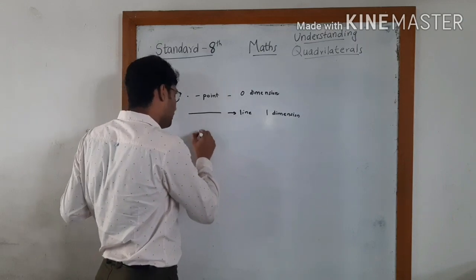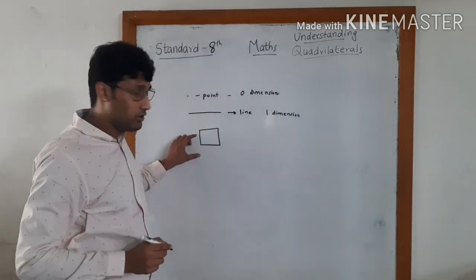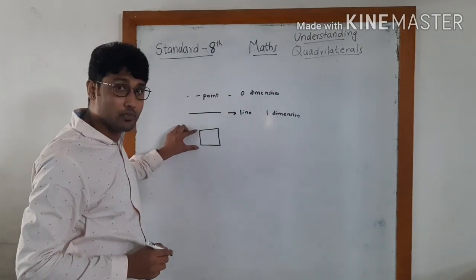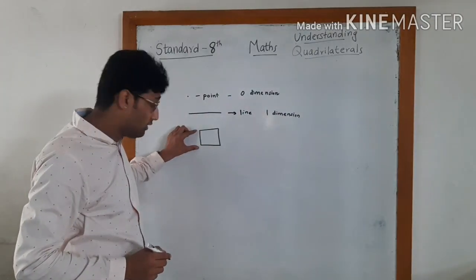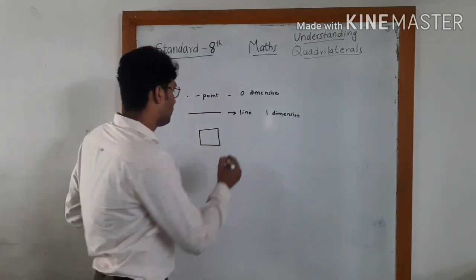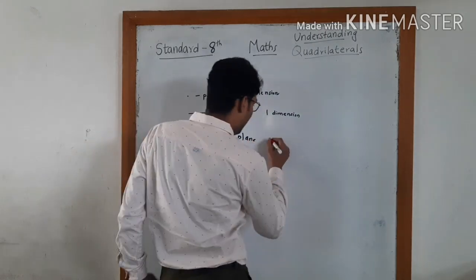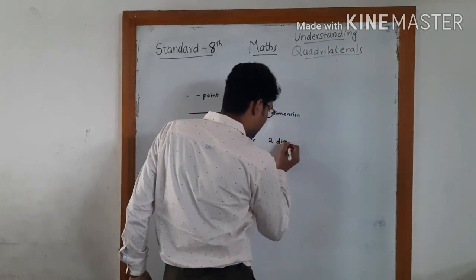Suppose I draw a square. In a square, you see that we have length as well as breadth. There are 2 dimensions. So this is called a plane, and a plane has 2 dimensions.